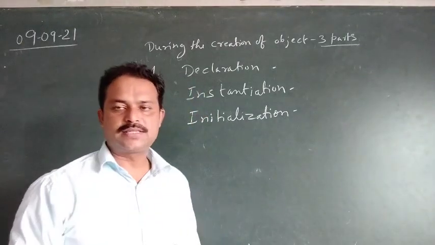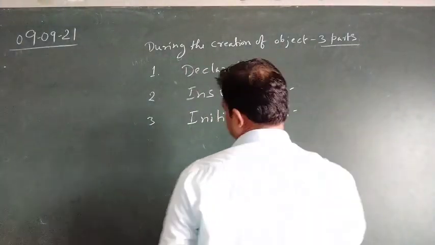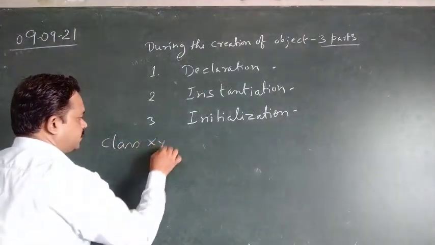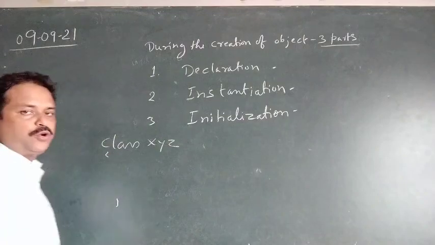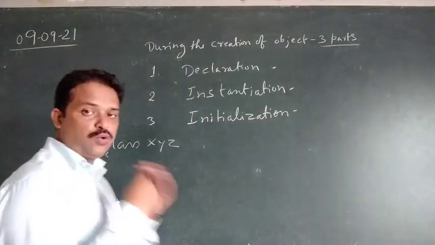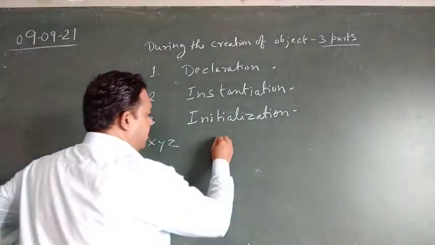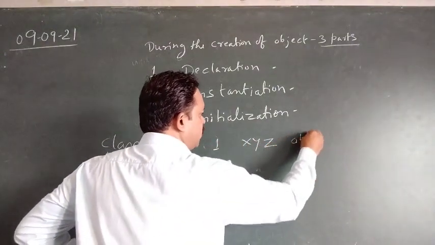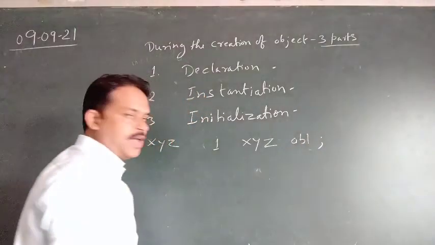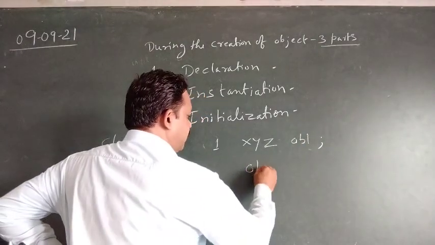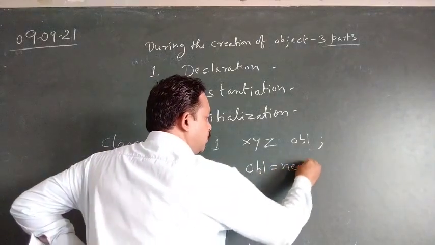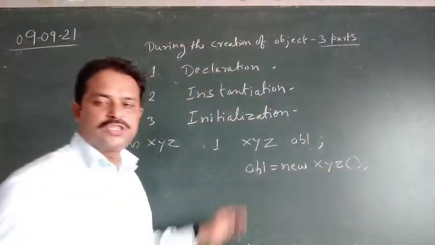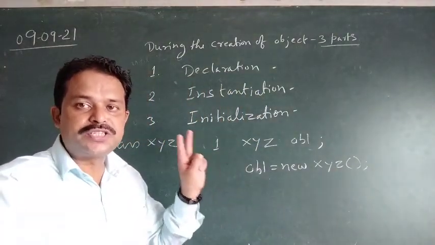Suppose you have made a class XYZ, and you want to make the object of this class in two steps. How am I going to make it? In the first step, I will write the class name XYZ and the object name ob1, semicolon. In the second step, I will write ob1 is equal to new XYZ, semicolon. This is the way to create the object in two steps.